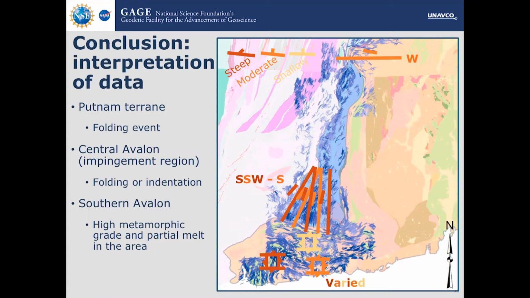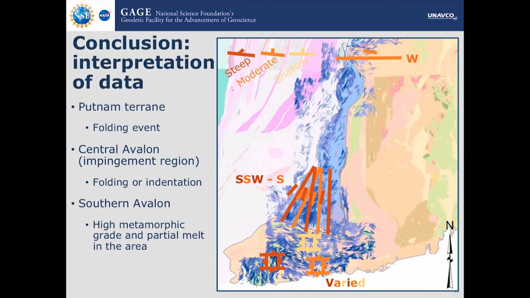Then for the Central Avalon terrain, which is roughly right here, it strikes westerly. However, it does differ, and it kind of follows a fold hinge right here, but we didn't get to the point to actually analyze that part of the data yet. That's just what we suspect at the moment.